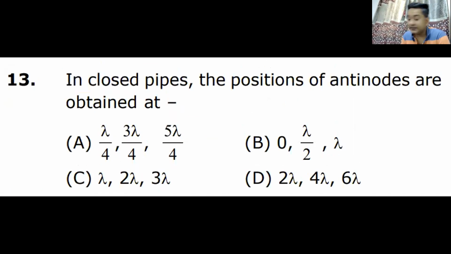And the answer is, they are located at lambda by 4. Then after that, it will be lambda by 2 ahead. So lambda by 4 plus lambda by 2 becomes 3 lambda by 4, then 5 lambda by 4, then 7 lambda by 4, and so on. Do we understand this? Yes or no? Well done, bacha.